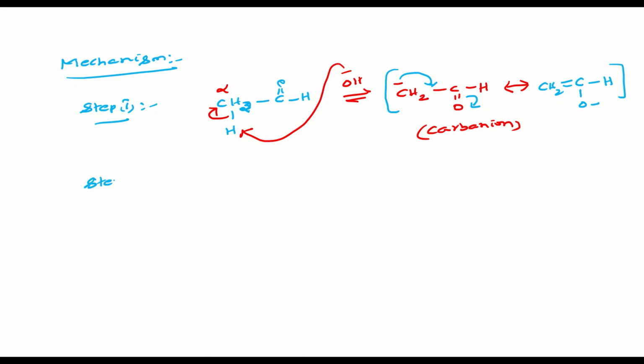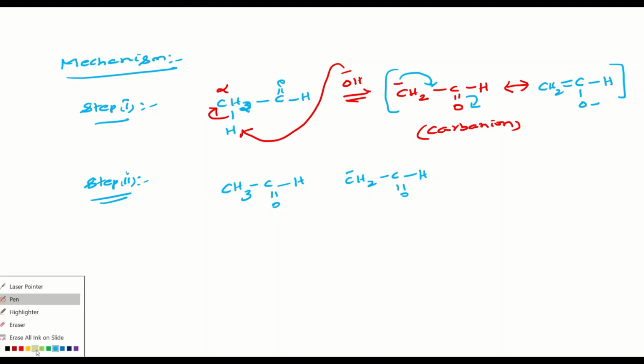What is step 2? Step 2 involves either the carbanion or the enolate form, you can take either. For our understanding, I'm going to take the carbanion only, but generally we have to take the enolate ion. But to get the easiest way, I'm going to take the carbanion. So we have one more aldehyde, that is CH3 C double bond O H. In the second step, what is happening here is nucleophilic addition.